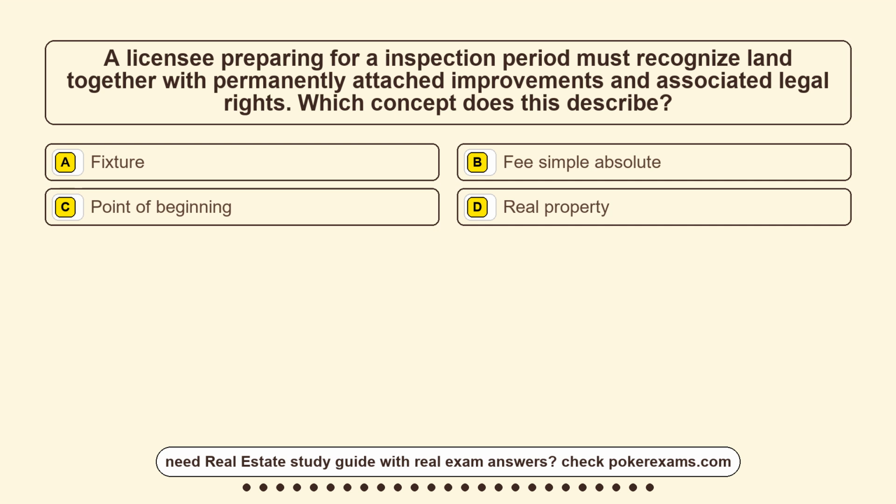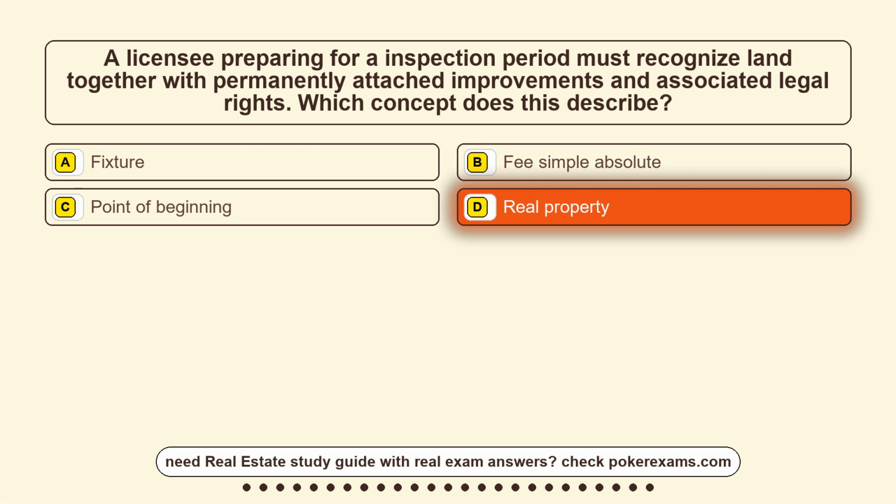Question 8. A licensee preparing for an inspection period must recognize land together with permanently attached improvements and associated legal rights. Which concept does this describe? Option A, fixture. Option B, fee simple absolute. Option C, point of beginning. Option D, real property. The correct answer is option D, real property.